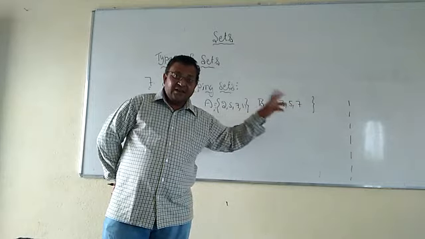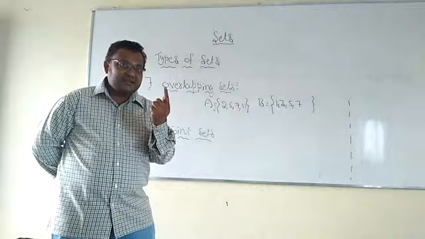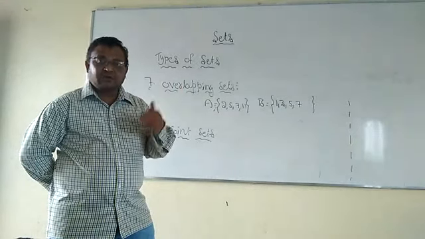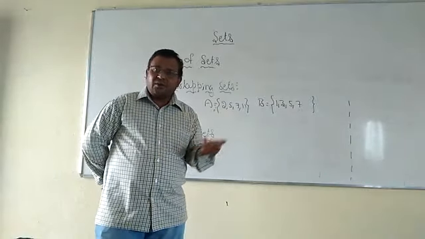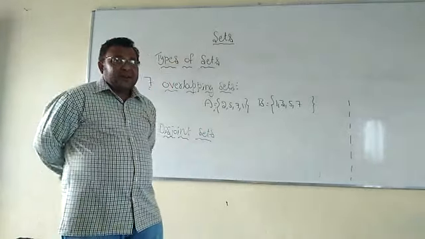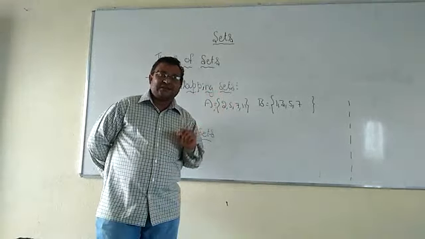That means if two sets have at least one common element, at least one, more than one, well and good, 2, 3, 5, 6 common elements, well and good. If two sets have at least one common element, then the sets are said to be overlapping sets.